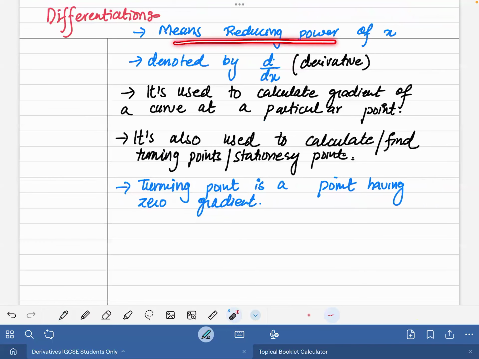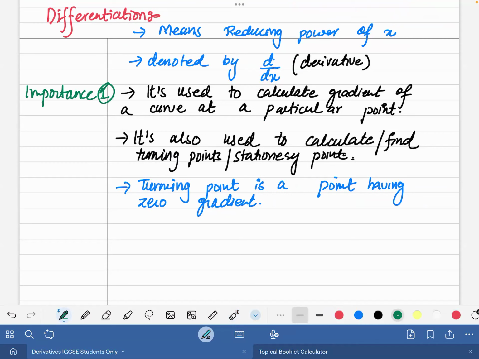डिफरेंशिएशन बेटा, इट मींस दैट रिड्यूसिंग पावर ऑफ एक्स, आप पावर ऑफ एक्स को रिड्यूस करेंगे. It is denoted by d by dx, and it is used to calculate the gradient of a curve at a particular point. This is importance 1, and this is importance 2. For these two purposes we use the derivative. एक खास point के ऊपर gradient बताएगा किसी भी curve का. And it is also used to find turning points or the stationary points.